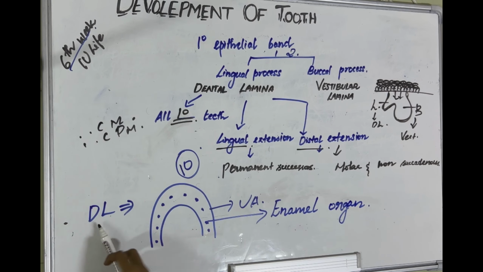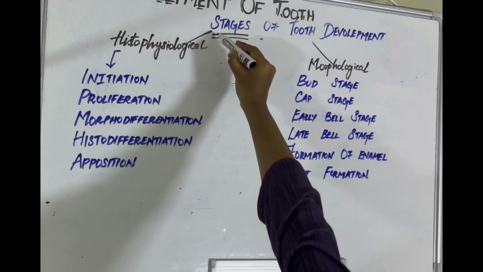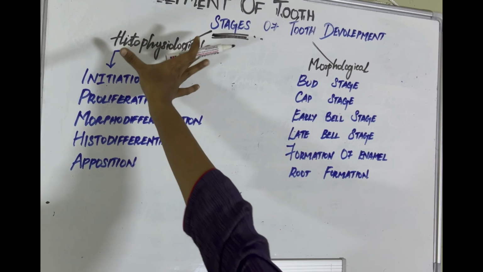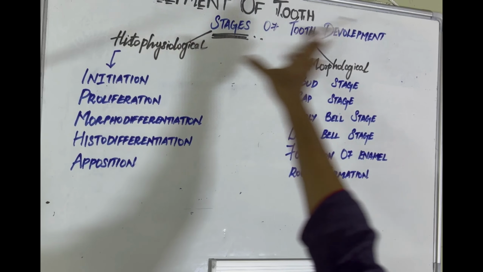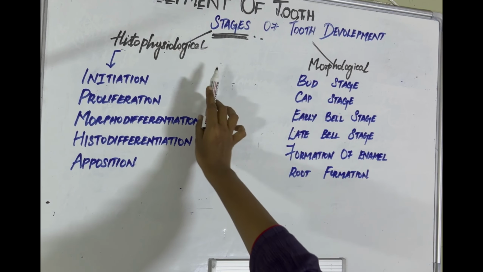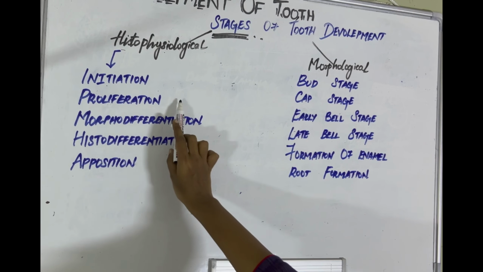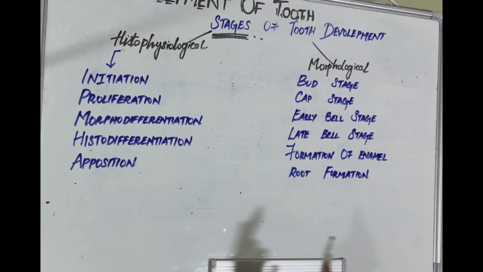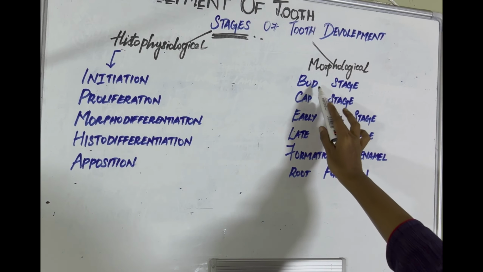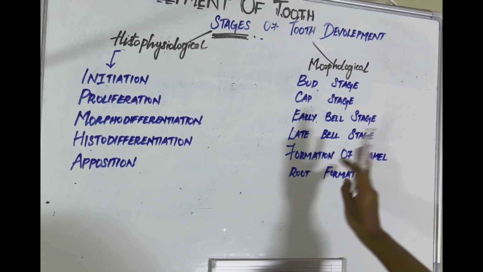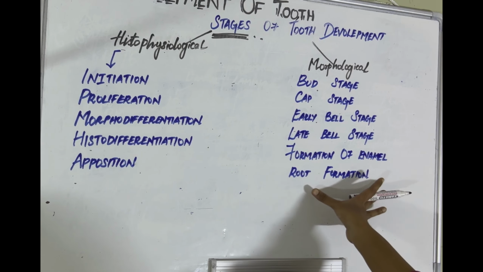Now we have the stages of tooth development that we'll see. The stages are based on histophysiological and morphological differentiations. So first we will see histophysiological: we have initiation, proliferation, morphodifferentiation, histodifferentiation, and finally apposition. Morphologically, we have bud stage, cap stage, early bell stage, late bell stage. Then we have the formation of enamel, dental matrix, and finally the root formation.